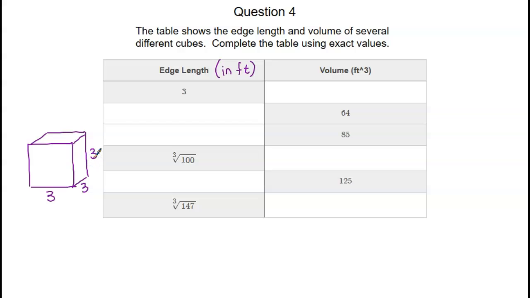So if we want to find the volume, we would take all 3 of these and multiply them together, because remember that volume is just length times width times height. Or if you're talking about a cube, it would just be side cubed or edge cubed. So 3 cubed would be 27 feet cubed.